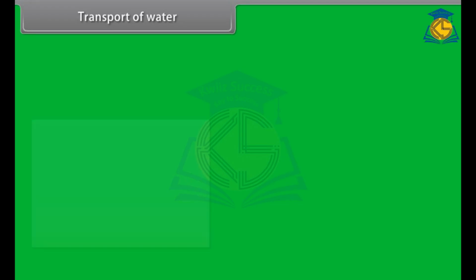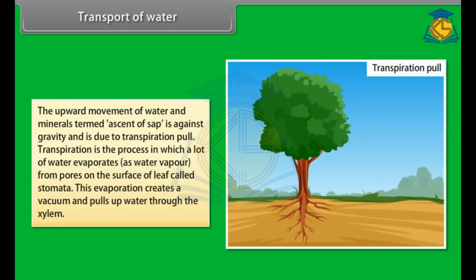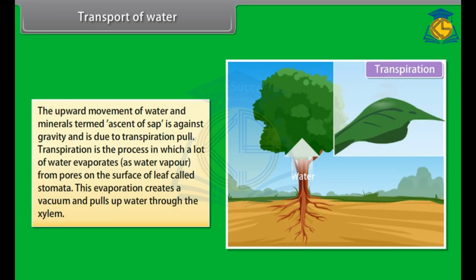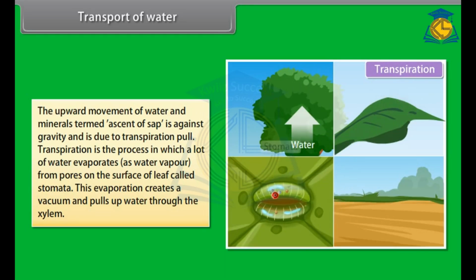Transport of water. The upward movement of water and minerals, termed ascent of sap, is against gravity and is due to transpiration pull. Transpiration is the process in which a lot of water evaporates as water vapor from pores on the surface of the leaf called stomata. This evaporation creates a vacuum and pulls up water through the xylem.